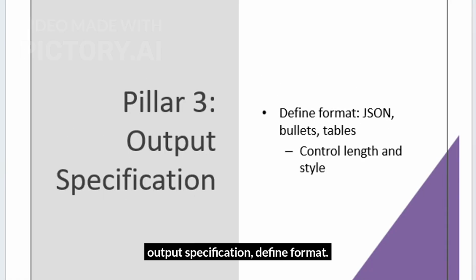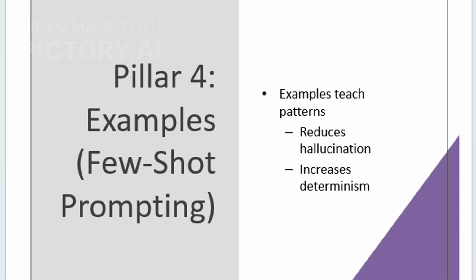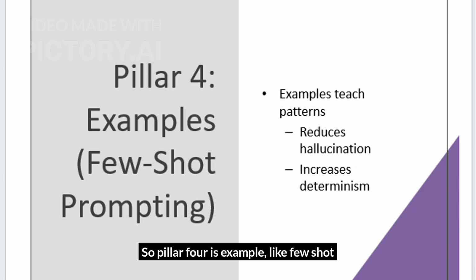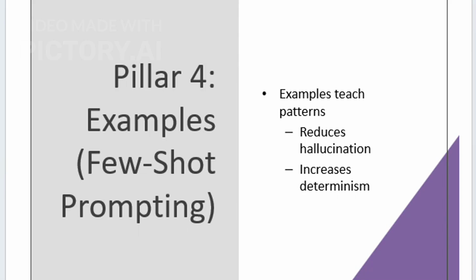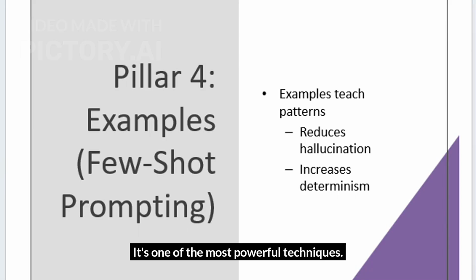Pillar 3 is output specification. Define the format. If you're a developer, you might need the content in JSON, bullets, or tables. Control the length and style. Pillar 4 is examples, like few-shot prompting, which we discussed. It's one of the most powerful techniques. Examples act like a training dataset inside the prompt.